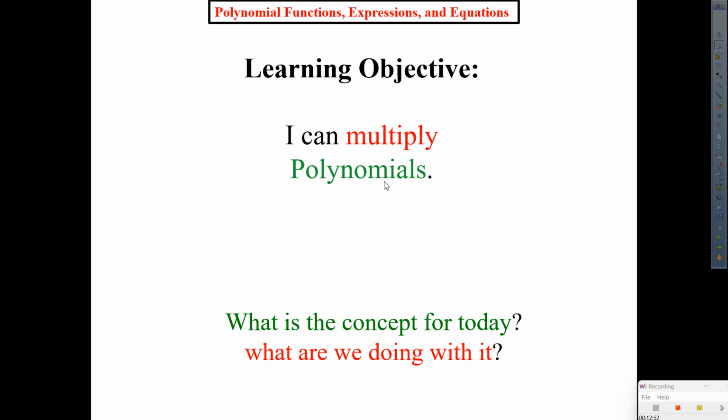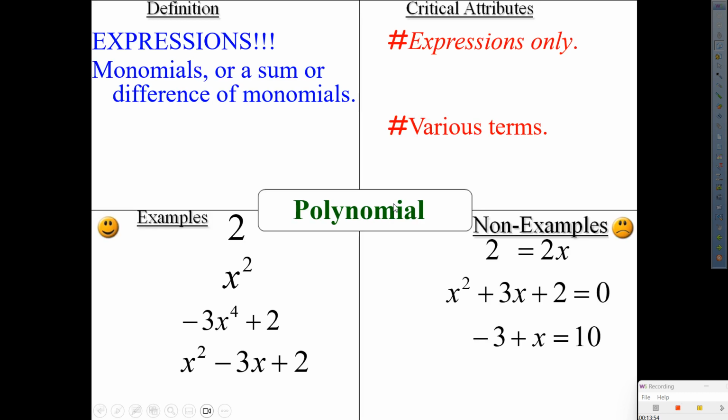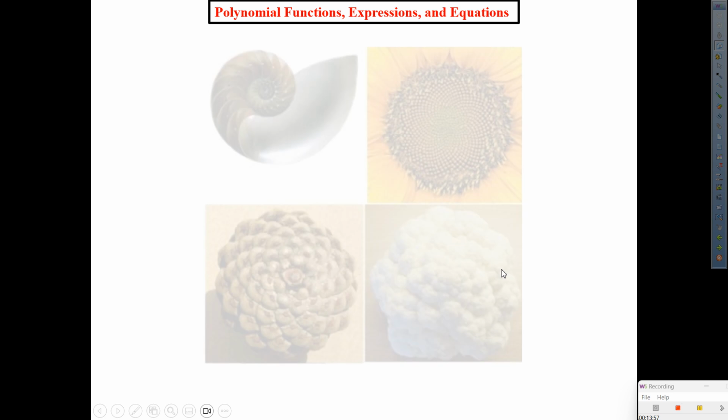Tell your neighbor the definition of polynomials. They should know one by now. One word. Definition of polynomials. Everyone. Expressions. Yes? All right, so we got that under our belt. And where we're going today is looking at patterns.